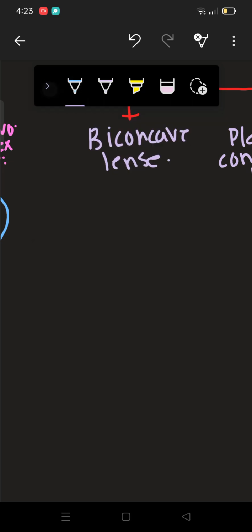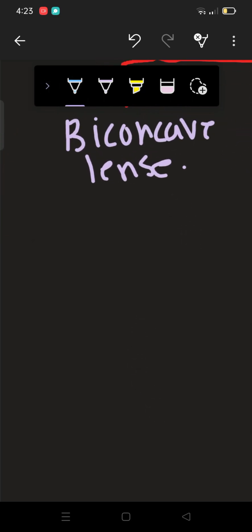Alright, so as you can see here, it is biconcave lens, which means both sides are inverted. From the middle it is thin, and from the edges it is thick. And why is it biconcave lens? Because both sides are curved and coming inside, making the middle part thin and the edges thicker. So that's why it is known as biconcave lens.